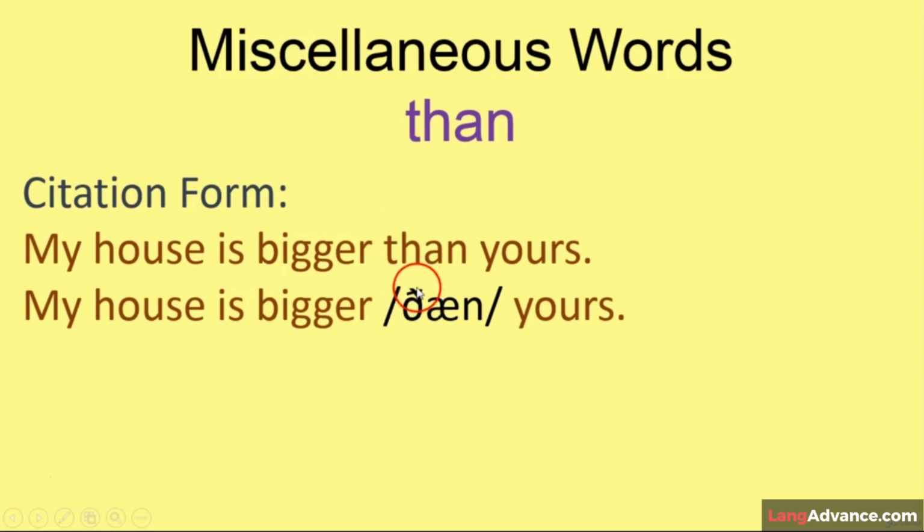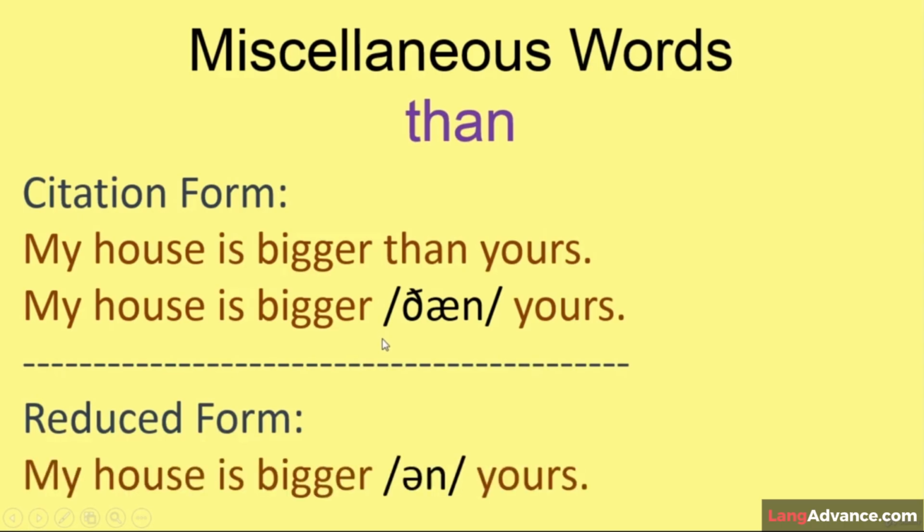Than uses this symbol for th, which is voiced, so it sounds like th. This symbol sounds like a, and then we have the letter n, than. My house is bigger than yours. However, in reduced form, than becomes un. The schwa, which sounds like uh, and the letter n, un.